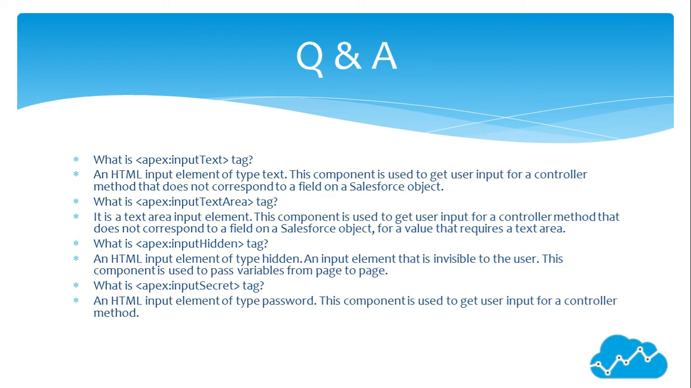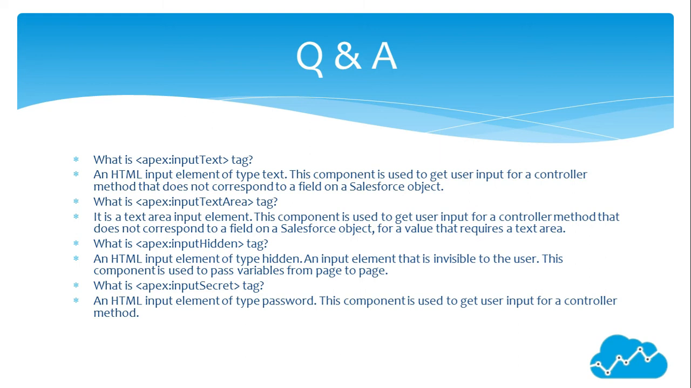What is an input text tag? An HTML input element of type text. This component is used to get user input for a controller method that does not correspond to a field on a Salesforce object. What is Apex input text area tag? It is a text area input element. This component is used to get user input for a controller method that does not correspond to a field on a Salesforce object for a value that requires a text area.